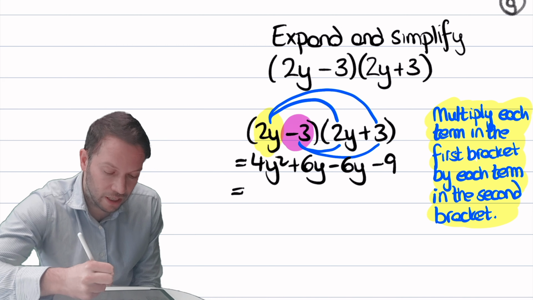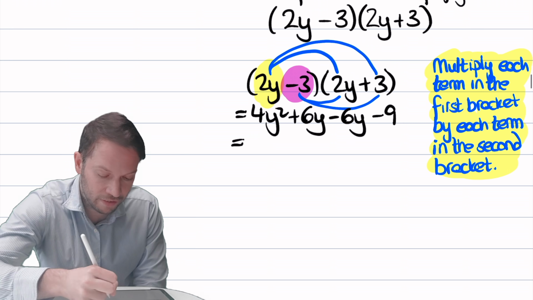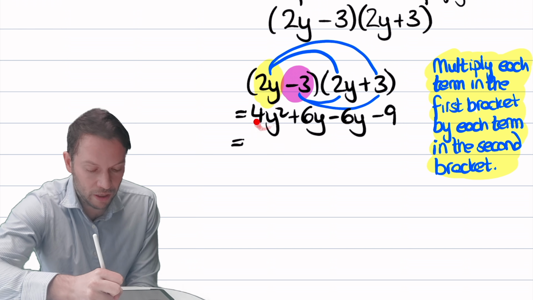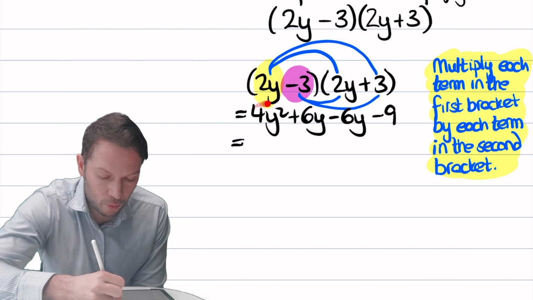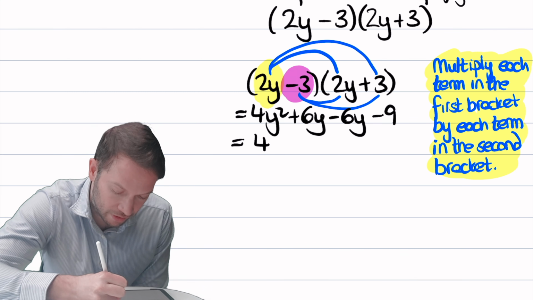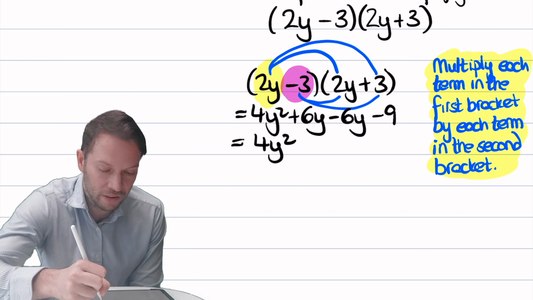And then we collect like terms. Now we've only got a single y squared term here, the 4y squared term. This is not y squared, this is not y squared, this is not y squared. So the 4y squared doesn't simplify with anything else, it just stays as 4y squared.